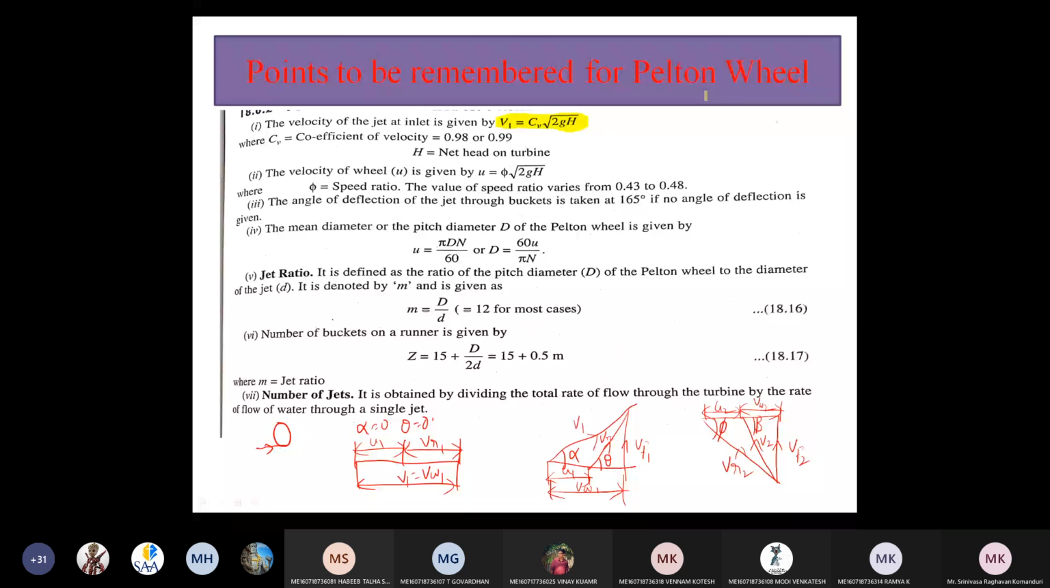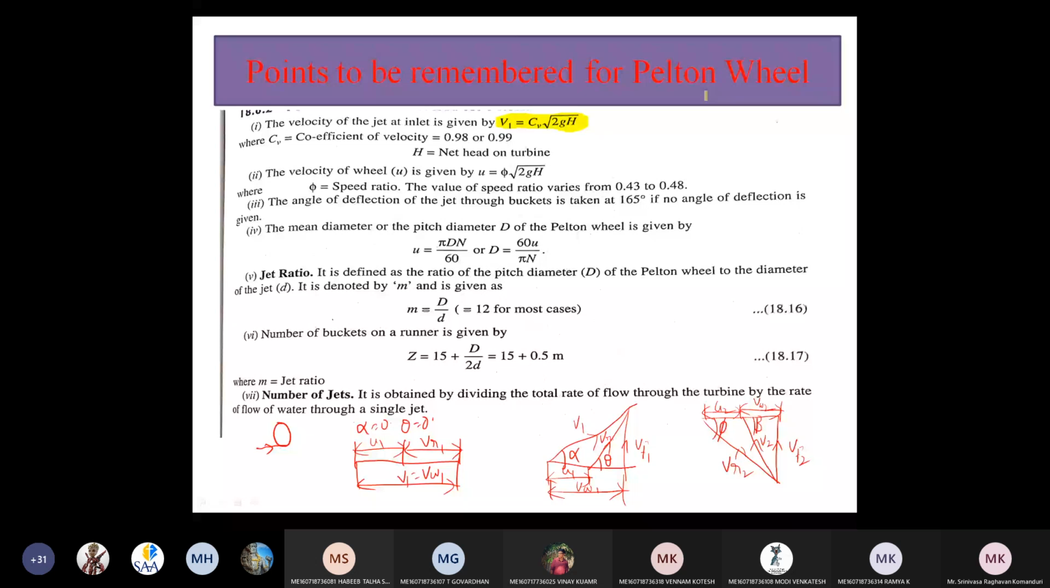CV is the coefficient of velocity, which is 0.98 or 0.99. In some cases they will mention the CV value in the problem. If they don't mention it, you can take 0.98 or 0.99. H is the head on the turbine, which they will give you in the problem. If you know V1 and CV, you can calculate H, or if you know H and CV, you can calculate V1. In any way, you can use that. Similarly, the second point is the velocity of the wheel, U, which is given by U is equal to phi square root of 2GH.